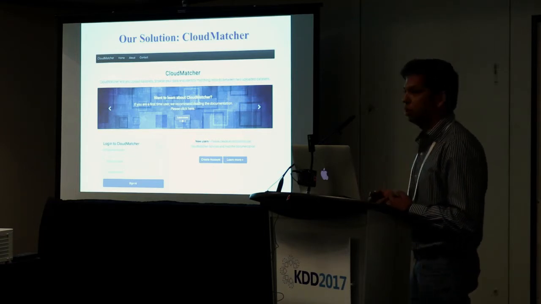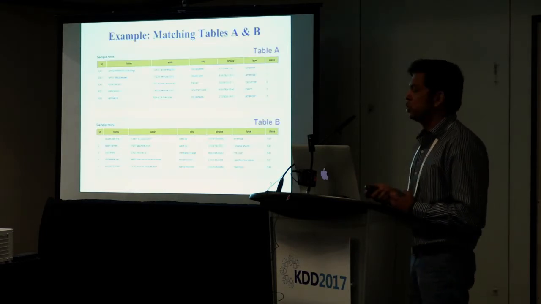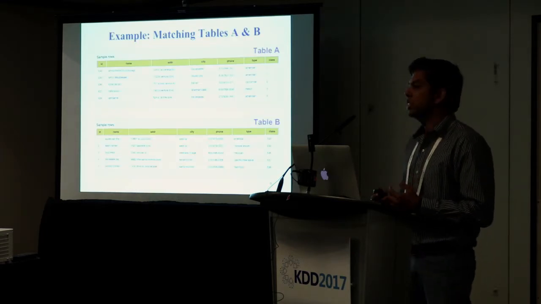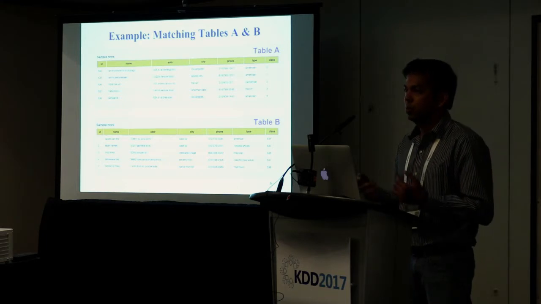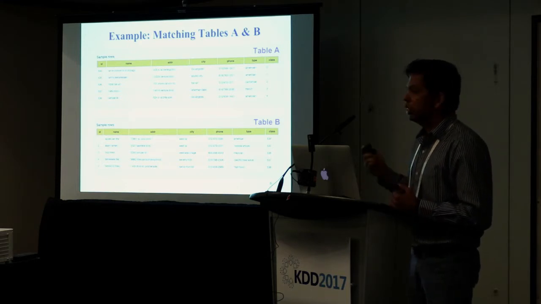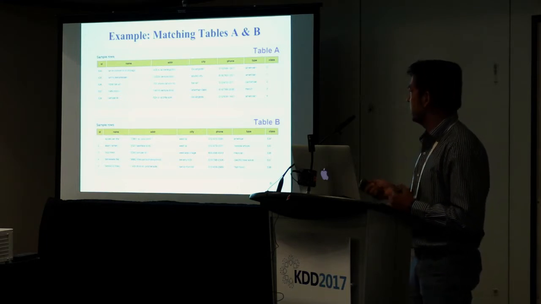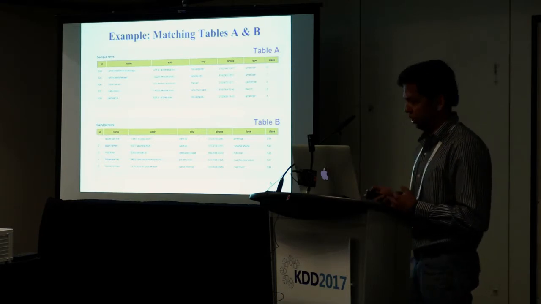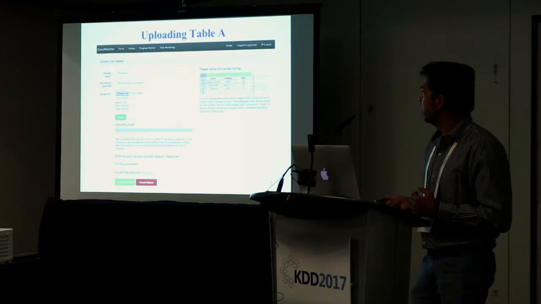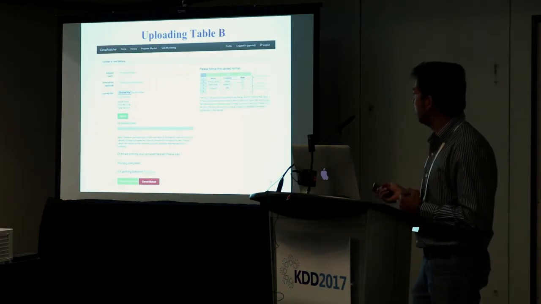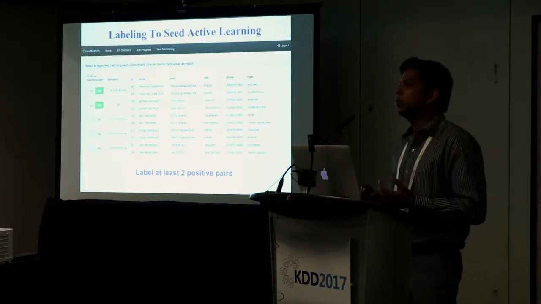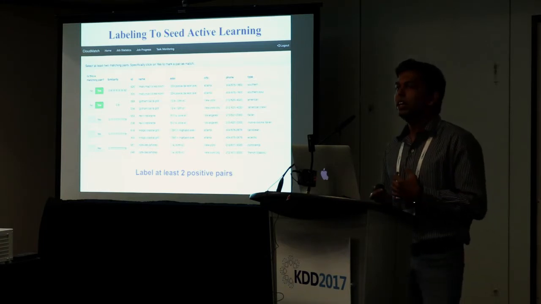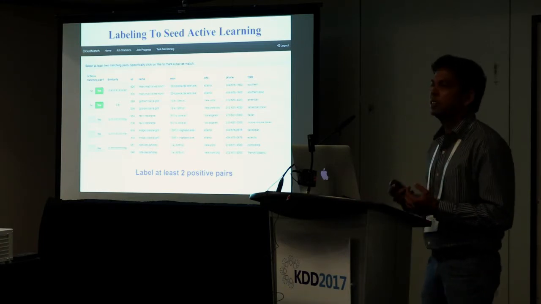So the user logs into CloudMatcher. To perform an EM service, he needs to have two tables in CSV format right now. Let's say the user is matching two restaurant data sets A and B. Here, each row represents a restaurant. So the user begins by uploading table A, followed by table B. And since we use a learning model, we ask the user to supply at least two positive and two negative examples.